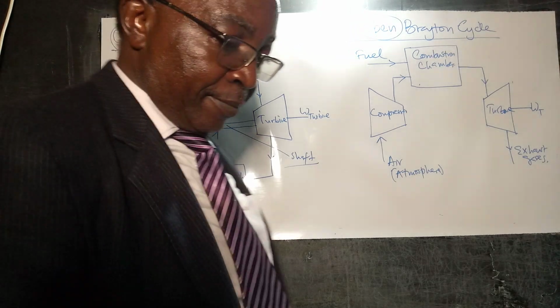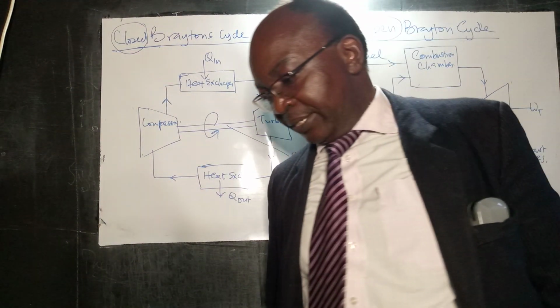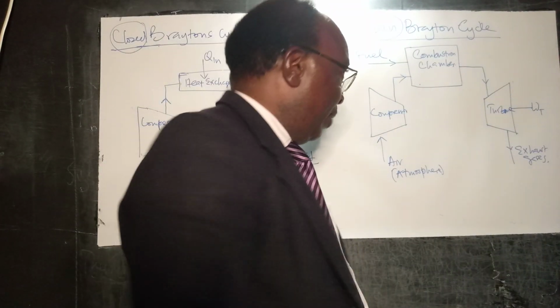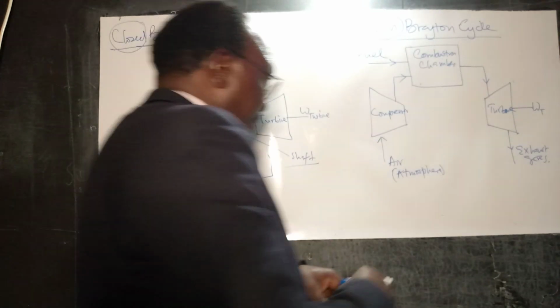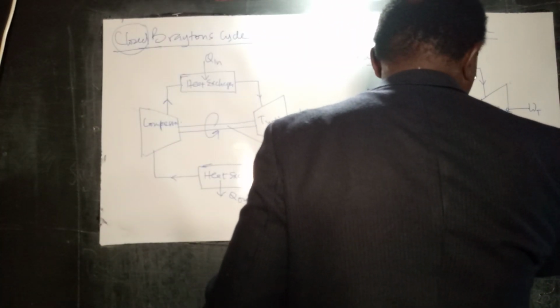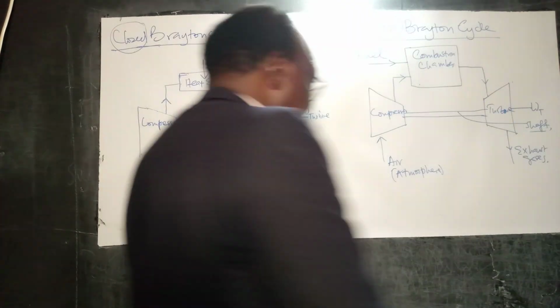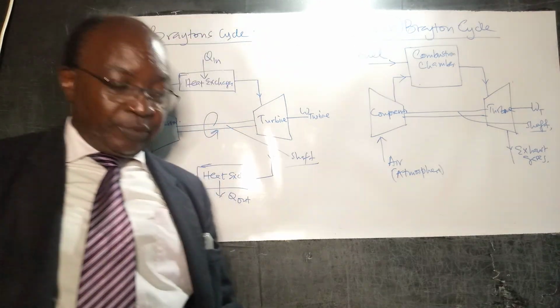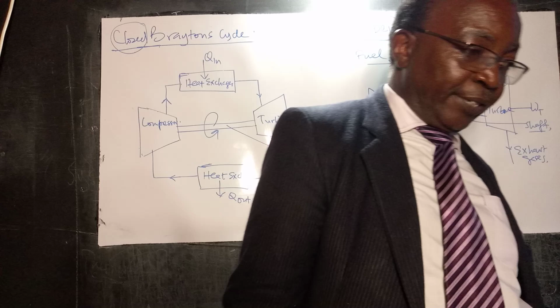Now, in terms of the efficiencies, remember, when we're talking of efficiency, the compressor takes quite a bit. Remember, they are interfaced with a shaft. There is a shaft there. You have a shaft. So the work from the turbine is also used to drive the compression. Now, very important for us to know that.